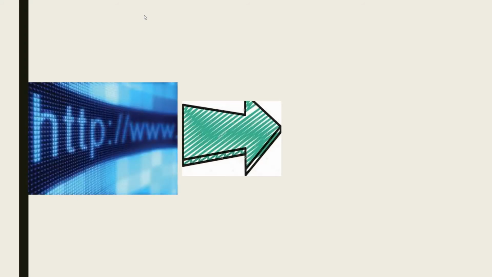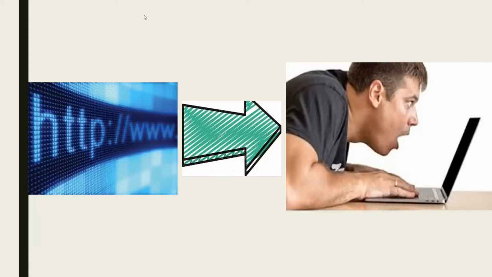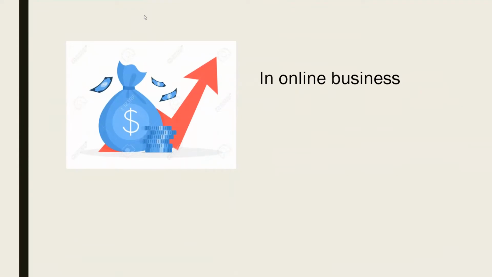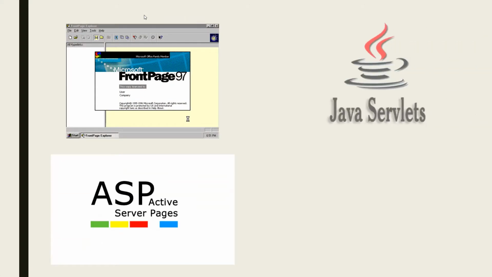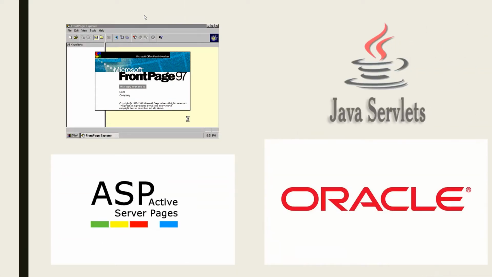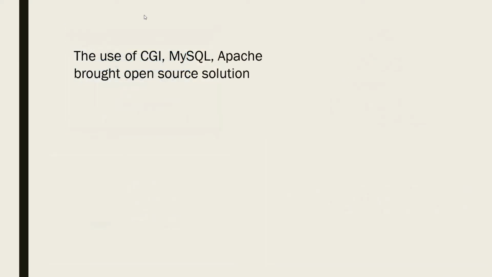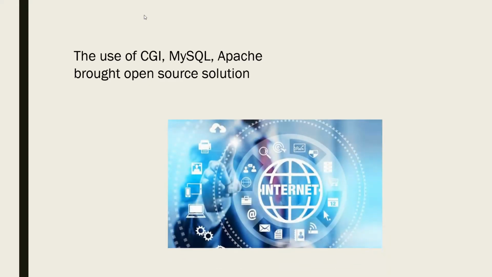In the mid-1990s, the advent of the Internet led to exponential growth of the database industry. Average desktop users began to use client-server database systems to access computer systems that contain legacy data. Increased investment in online businesses in the late 1990s resulted in a rise in demand for Internet database connectors, such as FrontPage, Active Server Pages, Java Servlets, and Oracle Developer 2000. The use of CGI, MySQL, Apache, and other systems brought open-source solutions to the Internet.